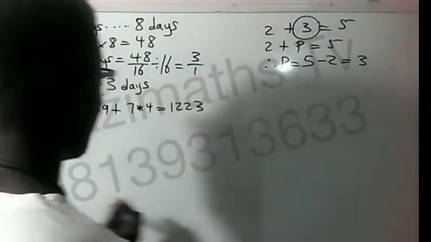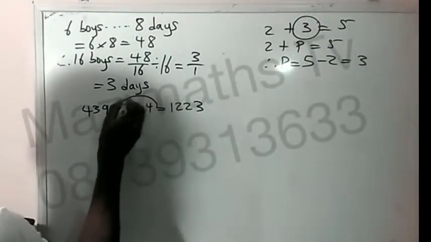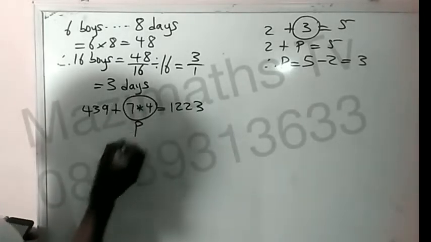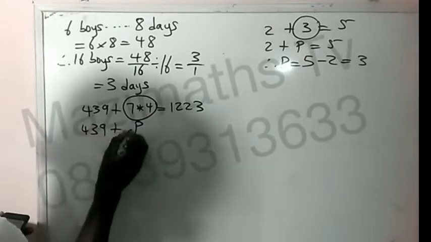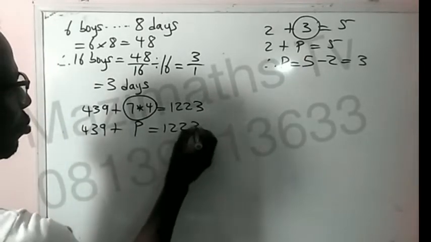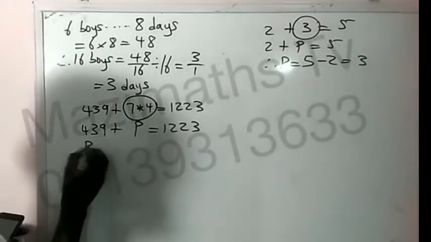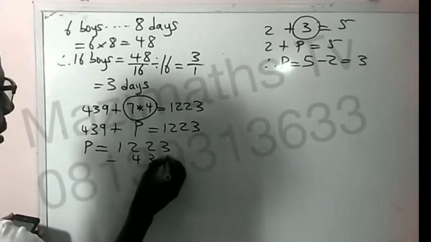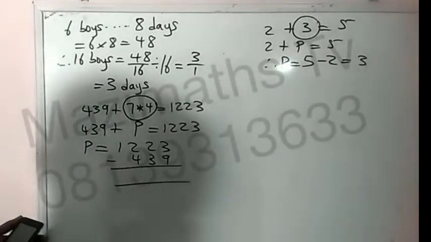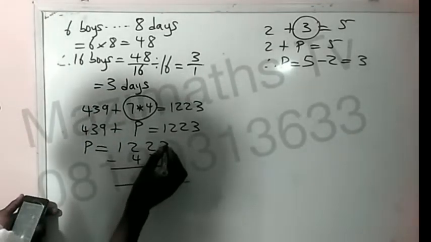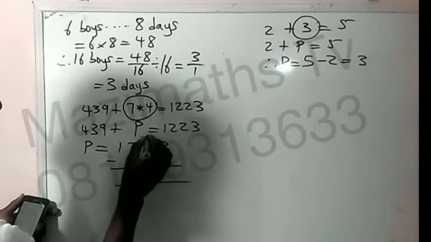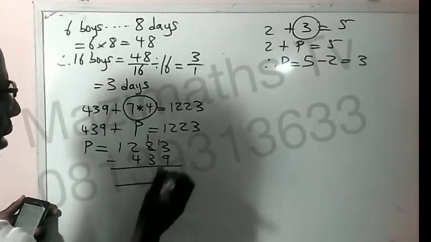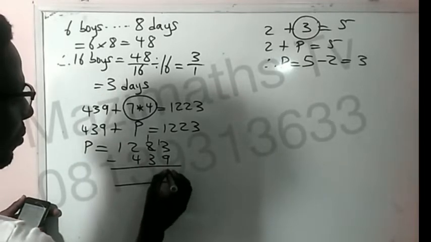Now, since you are looking for the middle number, let's assume the missing number is p. So we have 439 plus p will give us 1223. Like we did here, p would be 1223 minus 439. You cannot take 9 away from 3, so you need to borrow from here. When you borrow, this one remains 1, this one becomes 13. 13 minus 9 will give you 4.